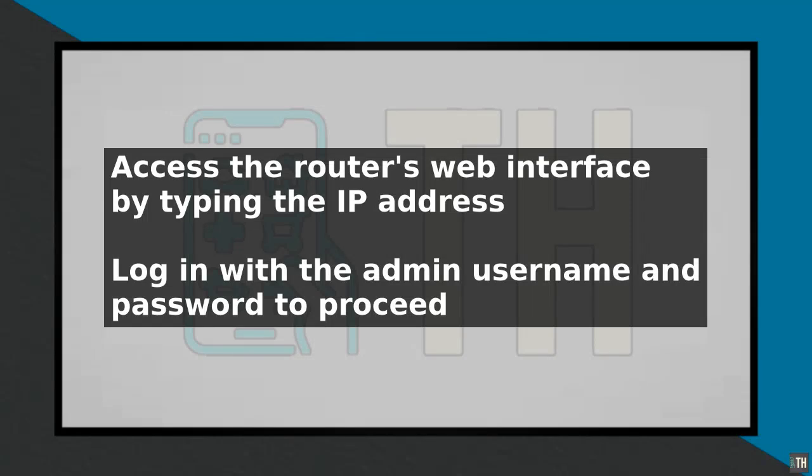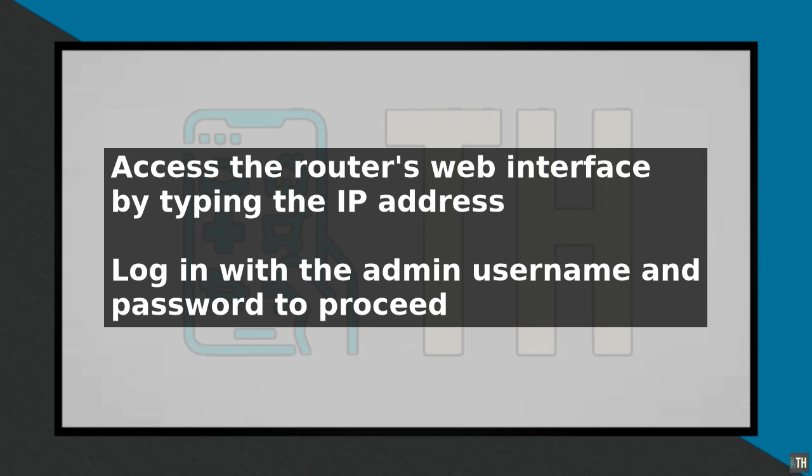To set up remote access on your Xfinity router, start by accessing the router's web interface. Open a web browser and type the router's IP address, which is usually 10.0.0.1. Press enter and you will be prompted to log in with your admin username and password.